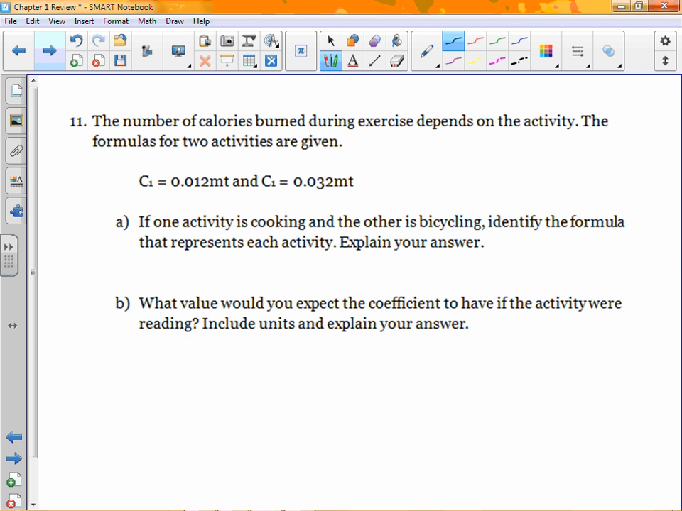Okay. Again, they've just made up a problem here. The number of calories burned during exercise depends on the activity. The formulas for the 2 activities are given. One of them is 0.012 m to the t. What does that stand for? I don't know what it stands for. 0.032 times. Does it matter what it stands for? Not necessarily in the way that they presented the problem. If one activity is cooking and the other activity is bicycling, identify which one's which. And why would you think that?